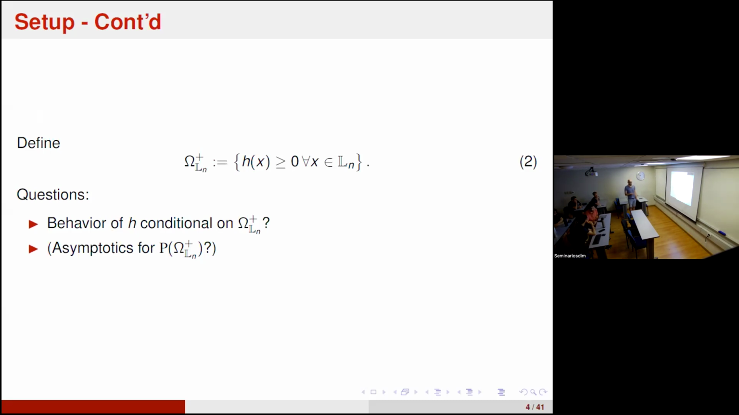So the probability that all of the leaves are positive, in a branching random walk where all of the leaves are positive. Along the way we'll also find asymptotics for this, but we really care about what happens to the field when you condition all the leaves to be positive. So that's the behavior under the condition.